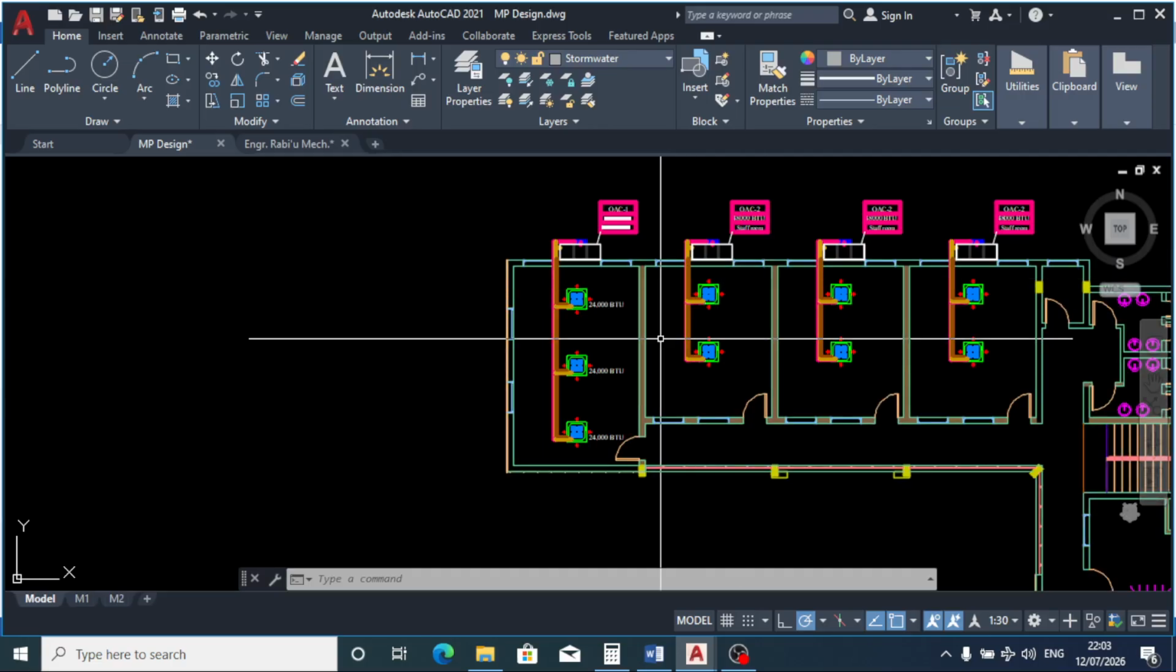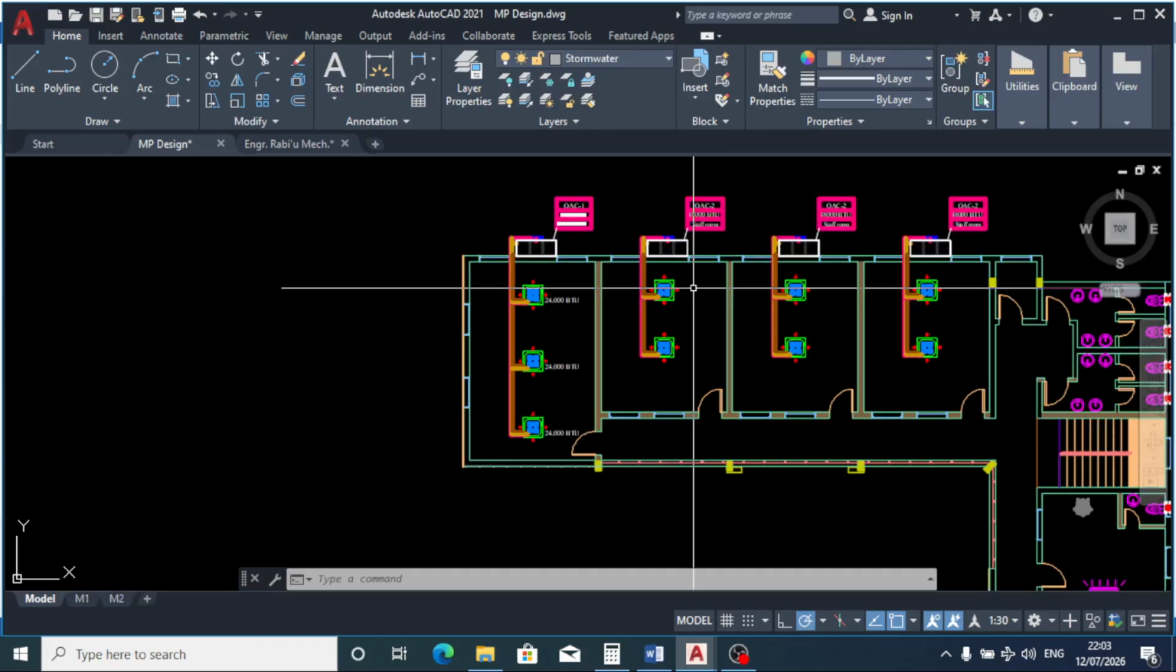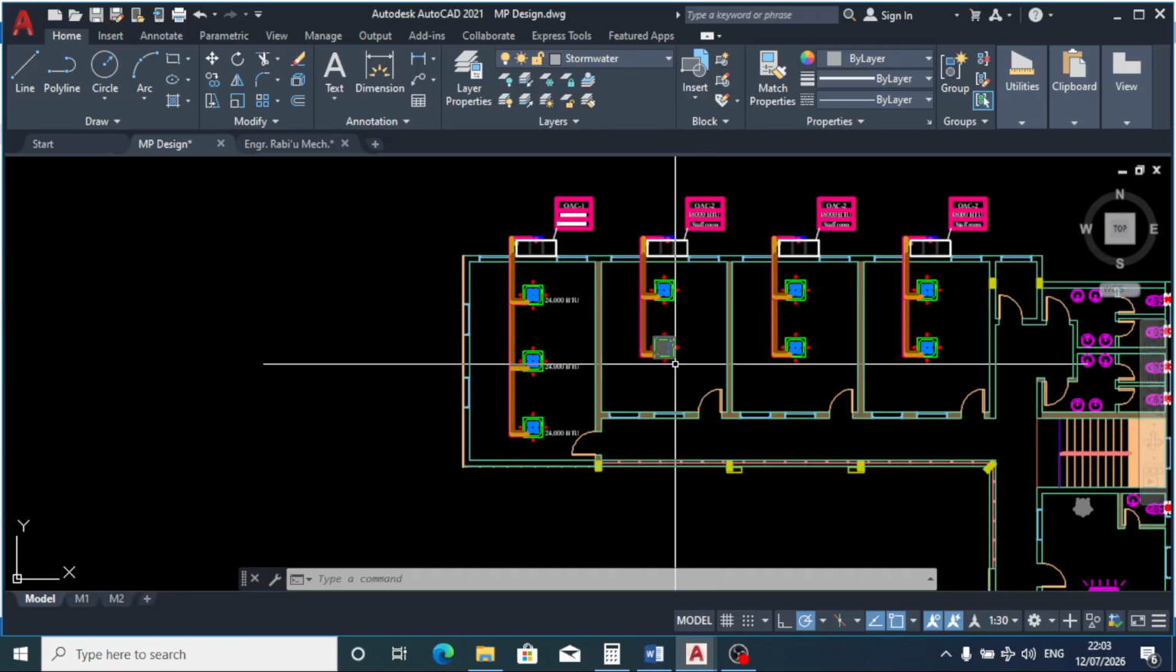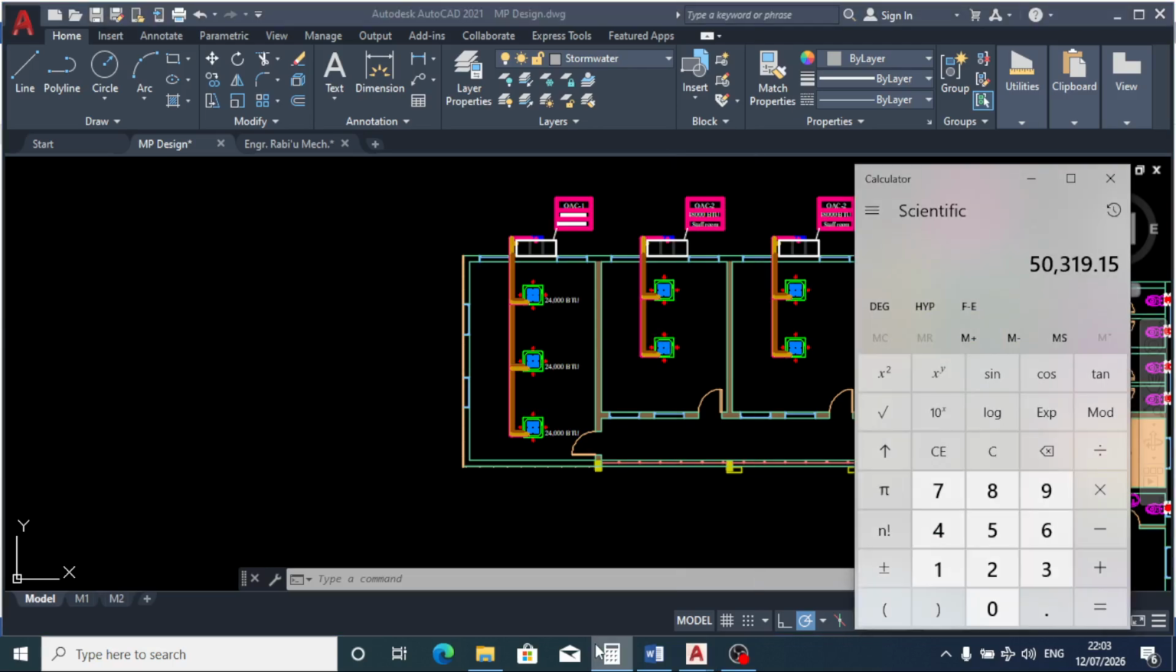So if we are to use the standard formula to do the calculation all over again, you'll find out that 50,319 BTU is way too much for this classroom, very exorbitant. And again, 50,319 BTU is not readily available in the market. We can only have 54,000 BTU for the outdoor unit.